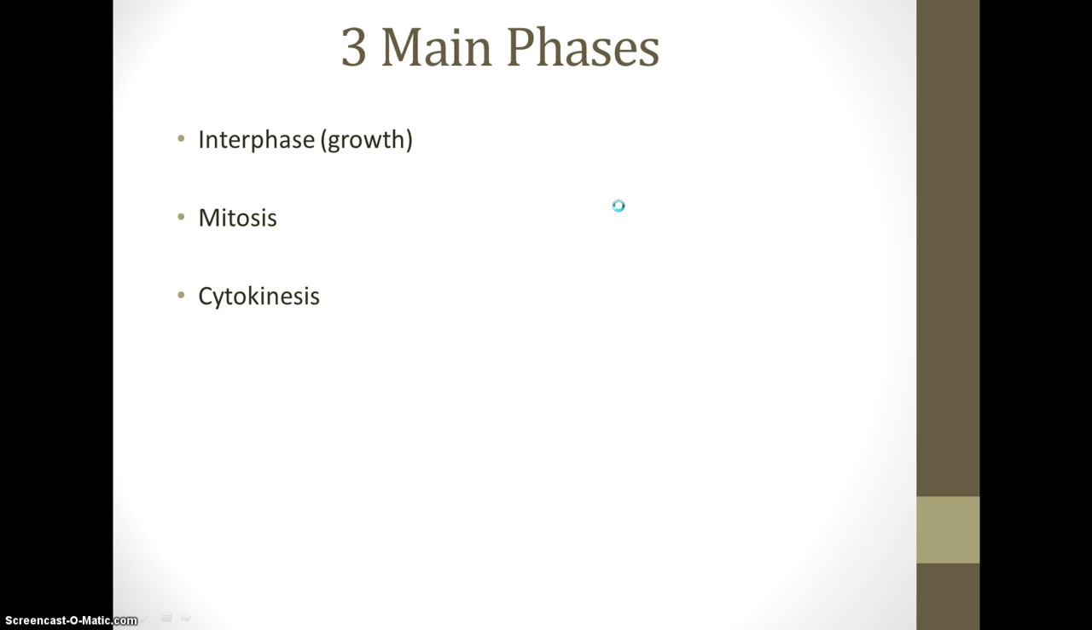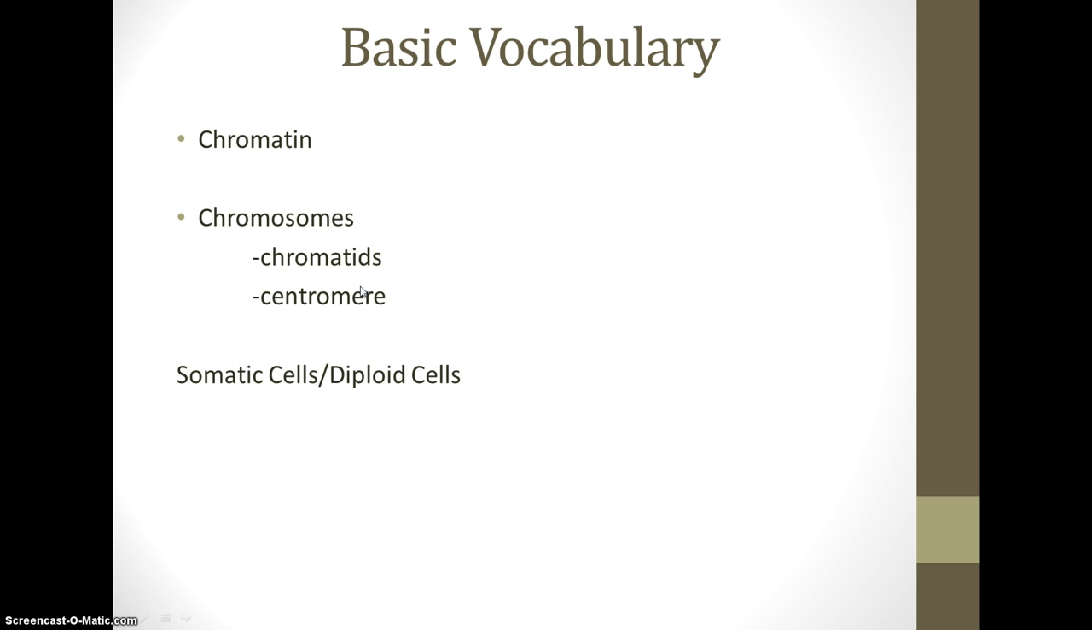And it is split into three main parts. Interphase, which is known as the growth stage, where the cell spends most of its life. So most of its life is the interphase, the growing stage. We have mitosis, and then we have cytokinesis. What we need to understand before we move on are some vocabulary terms.